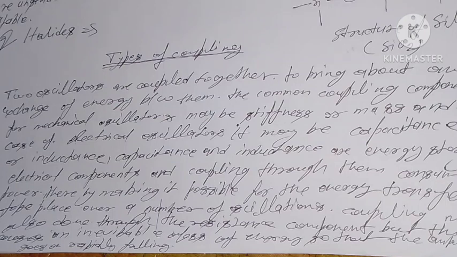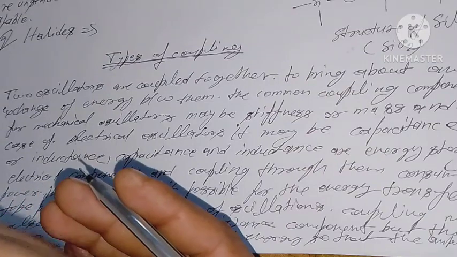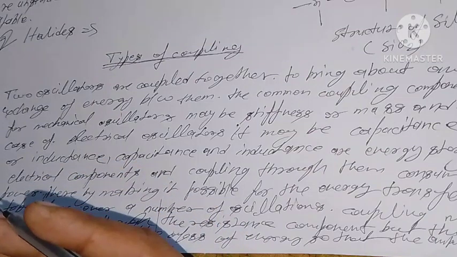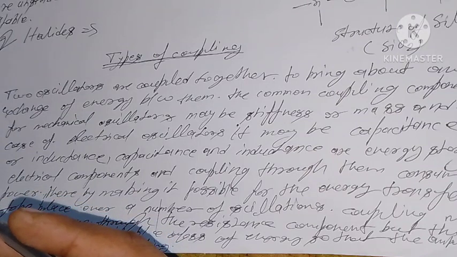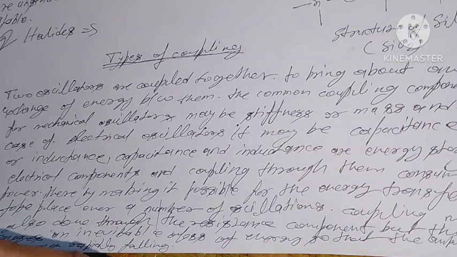Types of coupling. Two oscillators are coupled together to bring about an exchange of energy between them. The common coupling components for mechanical oscillators may be stiffness or mass, and in case of electrical oscillators, it may be capacitance or inductance. Capacitance and inductance are energy storing electrical components, and coupling through them consumes no power, thereby making it possible for the energy transfer to take place over a number of oscillations.